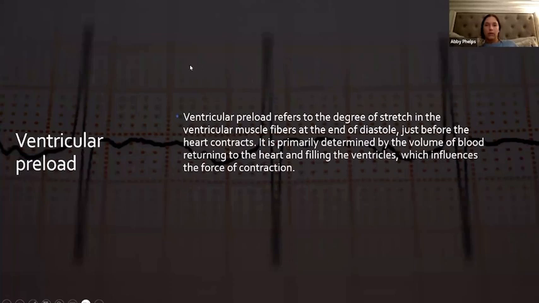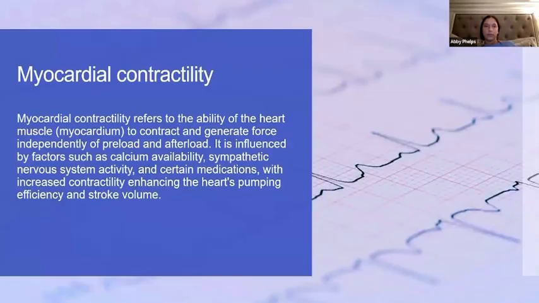Ventricular preload refers to the degree of stretch in the ventricular muscle fibers at the end of diastole, just before the heart contracts. It is primarily determined by the volume of blood returning to the heart and filling the ventricles, which influences the force of contraction.